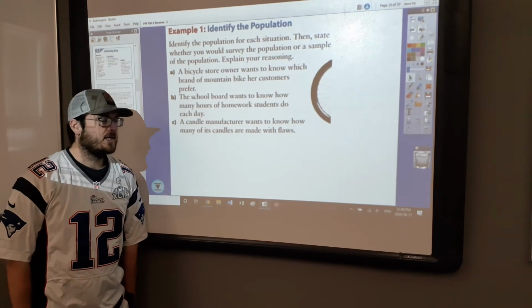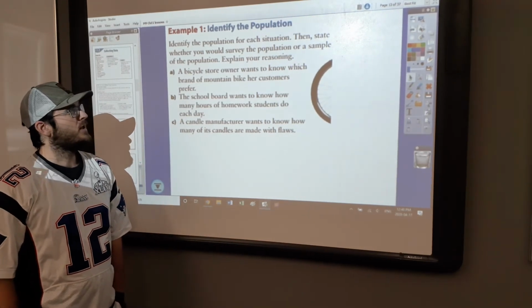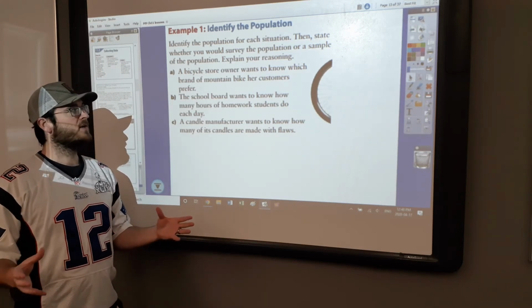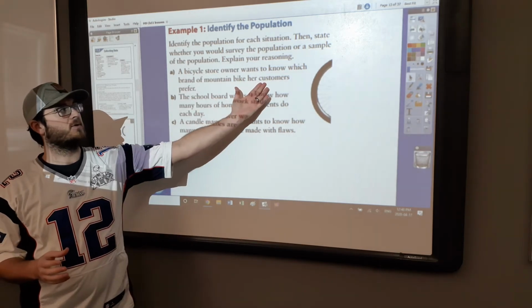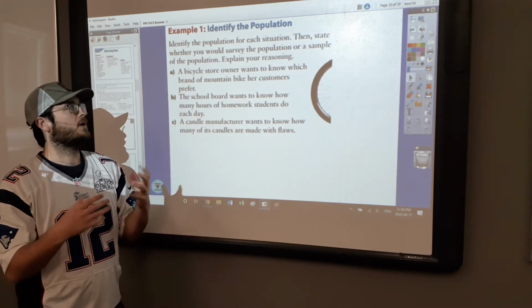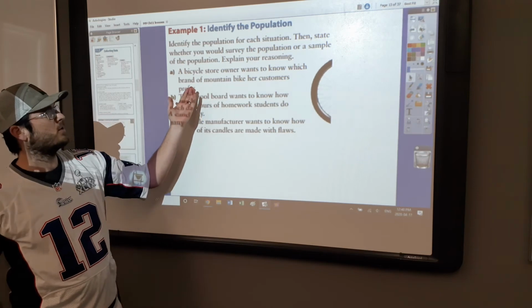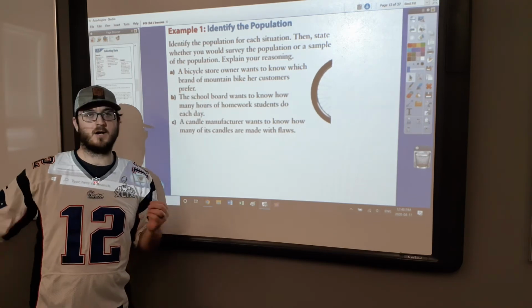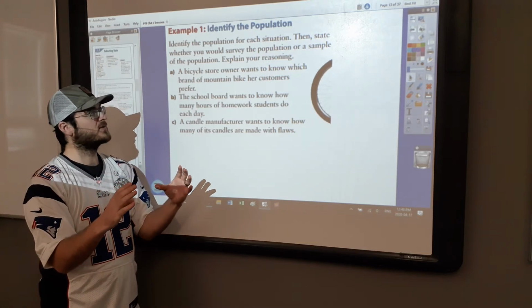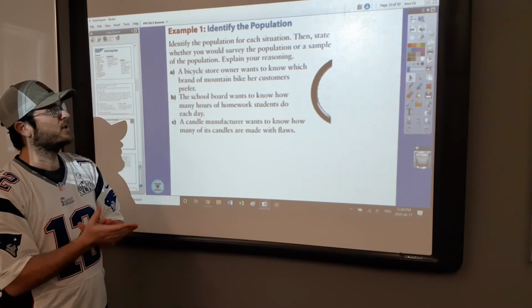And so in that case, the population is not necessarily all bike owners or all people who ride bikes, but it's only her customers, right? So the population would be her customers who bought bikes. That'd be kind of like your main population, because she wants to know which ones they prefer. So she doesn't care about somebody in a neighboring city who buys a bike. She wants to know the people she sold bikes to. So that's the overall population.